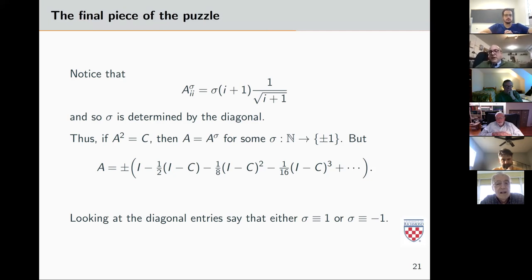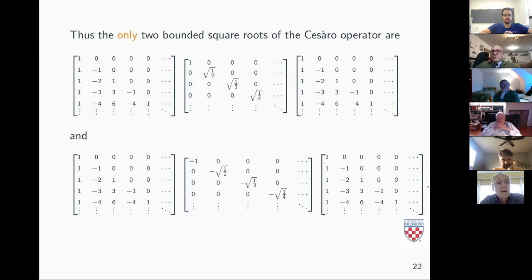So when I created that unbounded square root of the Cesaro matrix, it was pretty easy to do. I just had to choose the first entry to be -1 and all the others to be positive. So the long and short of it is there are only two bounded square roots of the Cesaro operator, and here they are. It's the choice of ones or -1. So those are the square roots of the Cesaro operator.